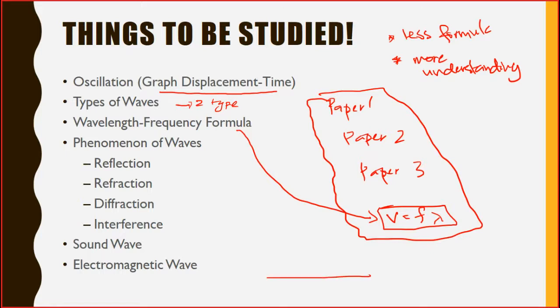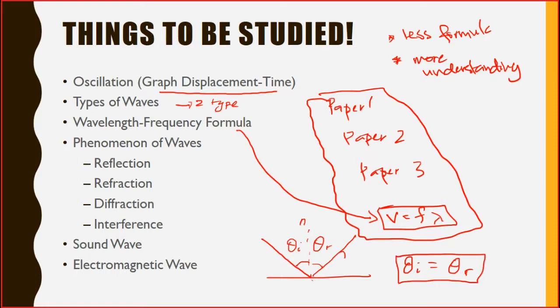Okay, so let's assume that you have a light. Okay, and this is the normal line, normal. So the angle of incidence, theta i, will be equal to the angle of reflection, theta r. So theta i is equal to theta r. Okay, so this is very much the same as other kinds of wave. We are going to look at that light is a wave. Okay, it's a form of wave.